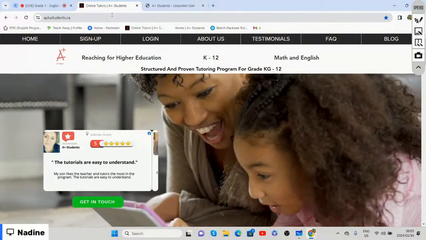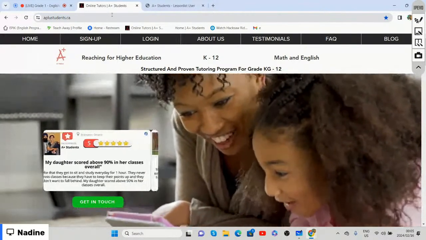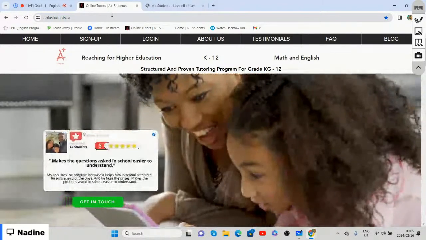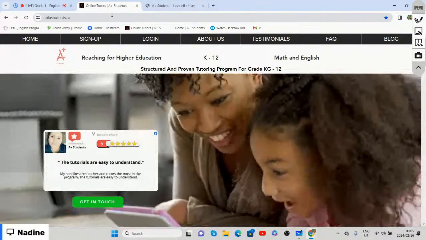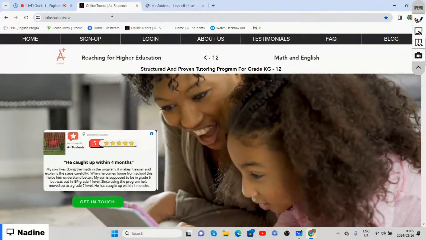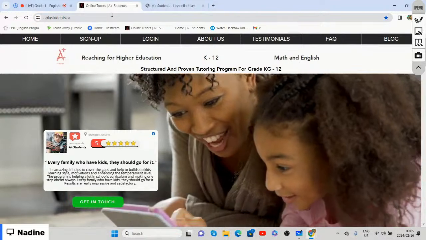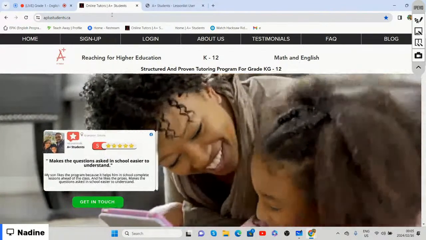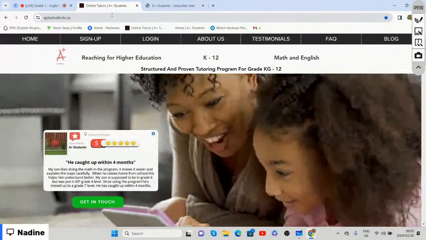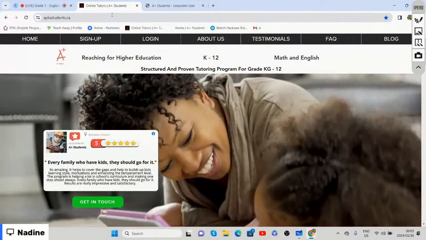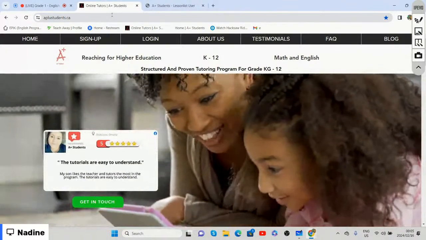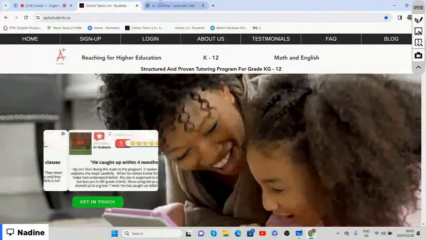Once we've logged on to aplusstudents.ca with your username as well as your password, then we're going to select the subject of language arts, grade 1, and then we're going to scroll down until we get to the chapter of adjectives that compare.